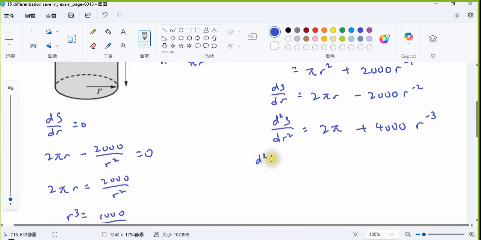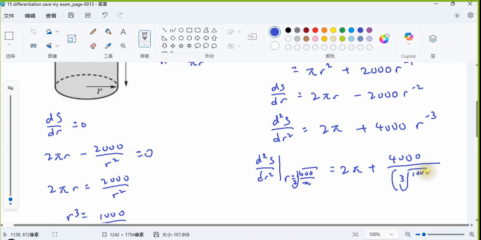So the second derivative when r is the cube root of 1000 over pi. So this one is 2 pi plus 4000 over the cube root of 1000 over pi, to the power of 3. So 2 pi plus 4 pi, 6 pi, greater than 0. This is a minimum.